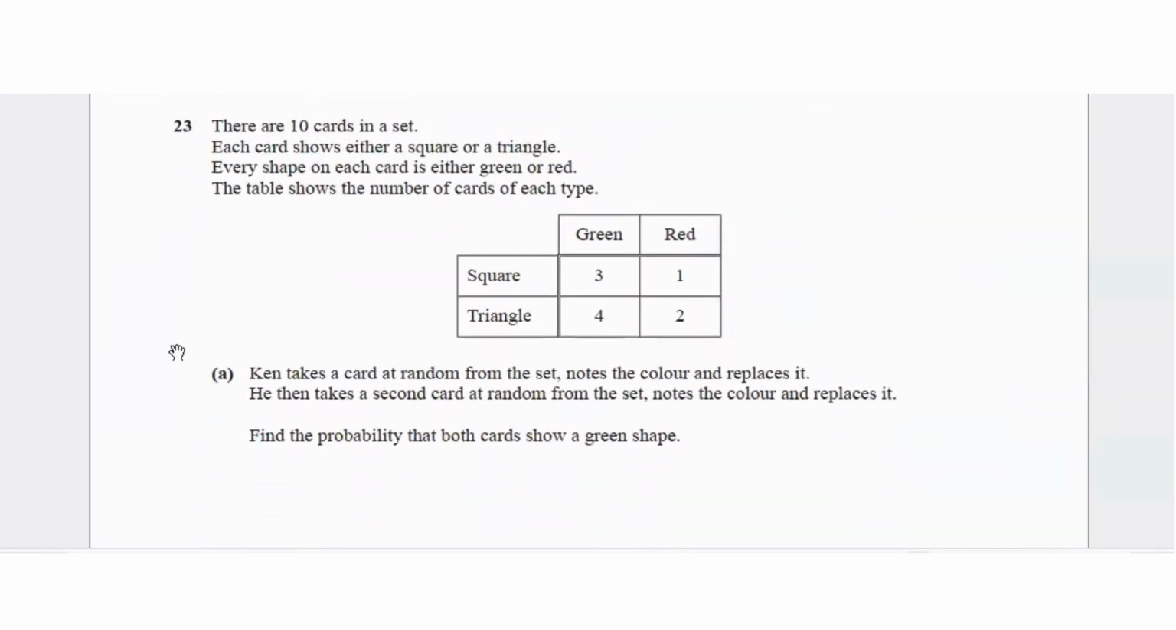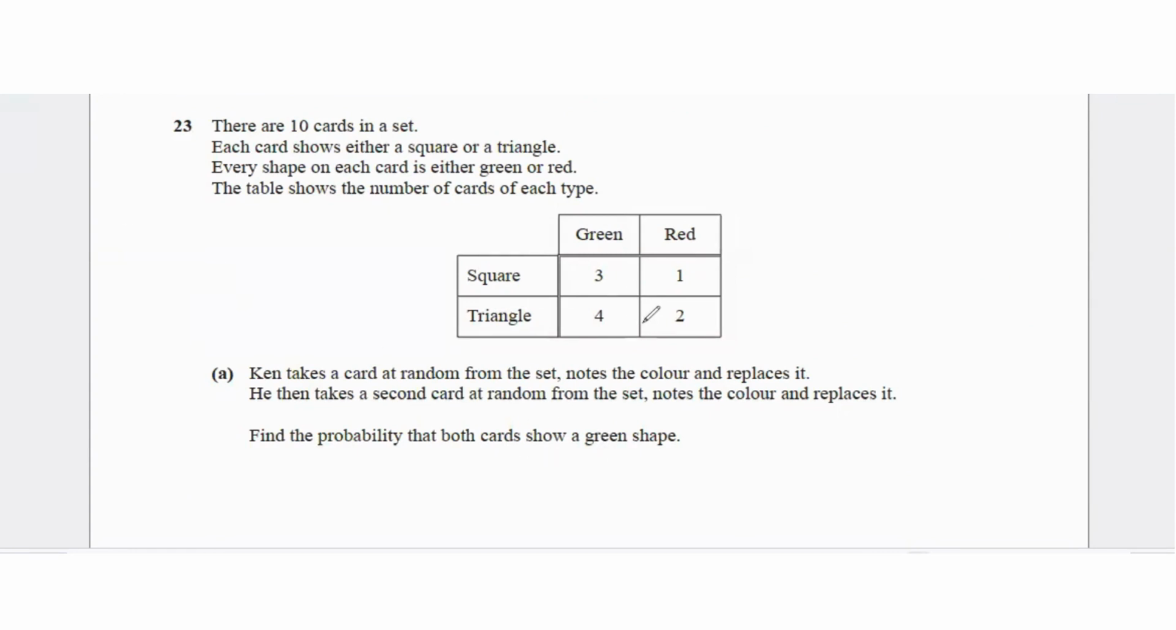Question 23 says there are 10 cards in a set. Each card shows either a square or a triangle. Each shape on each card is either green or red. The table shows the number of cards of each type. Ken takes a card at random from the set, notes the color and replaces it. He then takes a second card at random from the set, notes the color again and replaces it. Find the probability that both cards show a green shape.